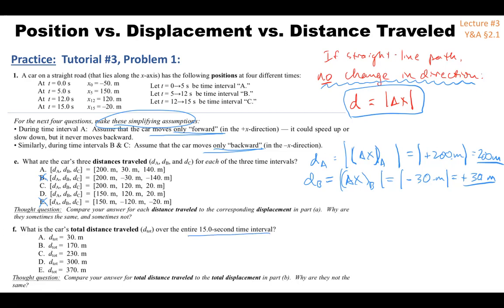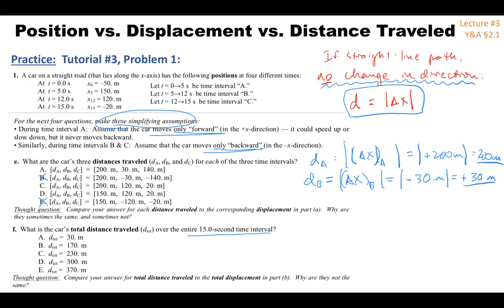Okay, so here we don't have a simple formula because the car does change direction at least once during that entire 15-second time interval. In fact, it does change direction at t equal 5 when it gets out to the extreme end of its travel. So we just have to break it down. We just have to sort of think about it.